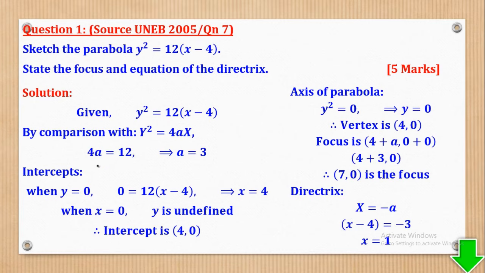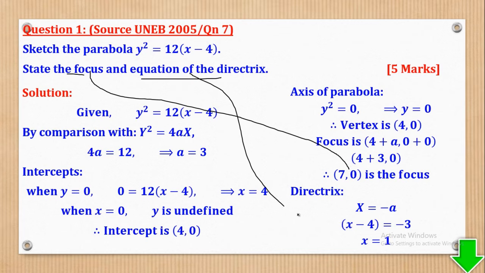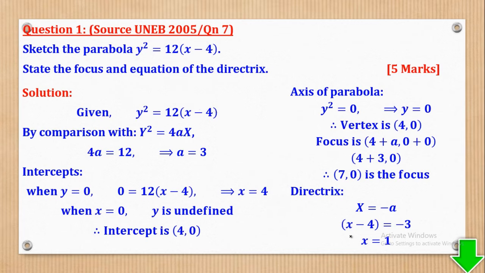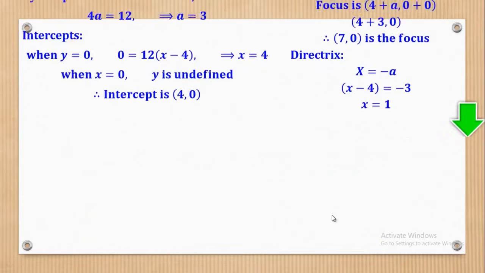Now that we have got all the terms, remember we have got the intercept, axis of symmetry, vertex, focus, and directrix. Therefore, we can now go ahead and sketch our parabola. They told us to state the focus, which is there, and to get the equation of the directrix, which is there. So now let us sketch.